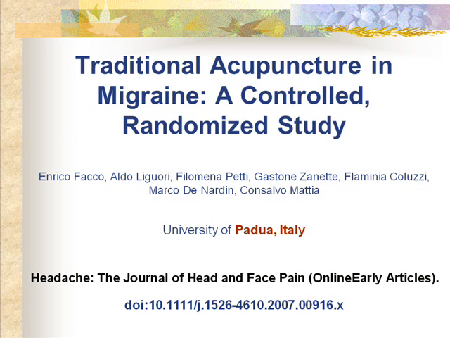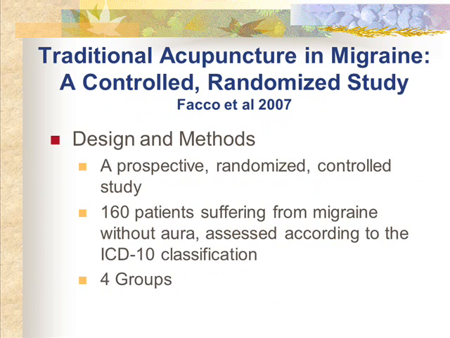Okay, this is the latest data that hasn't been published yet. This is under the online early articles, which I got a few days ago, supposed to come out in the Headache Journal. And this study was conducted in Italy. Okay, prospective randomized, 160 patients. They first diagnosed the patients using IHS criteria.